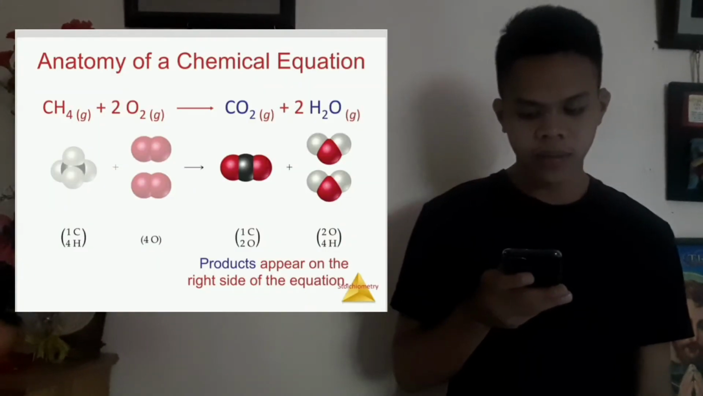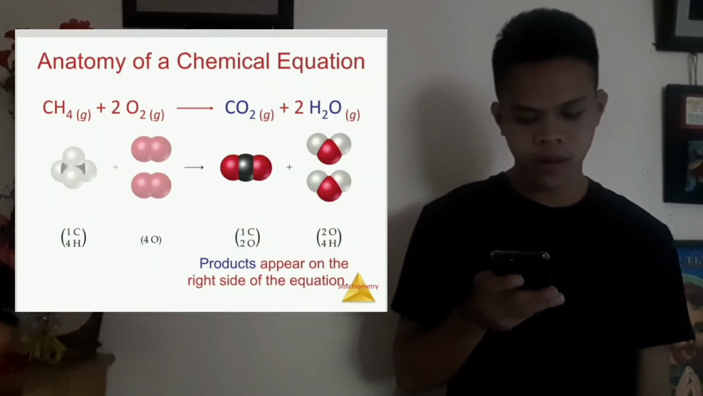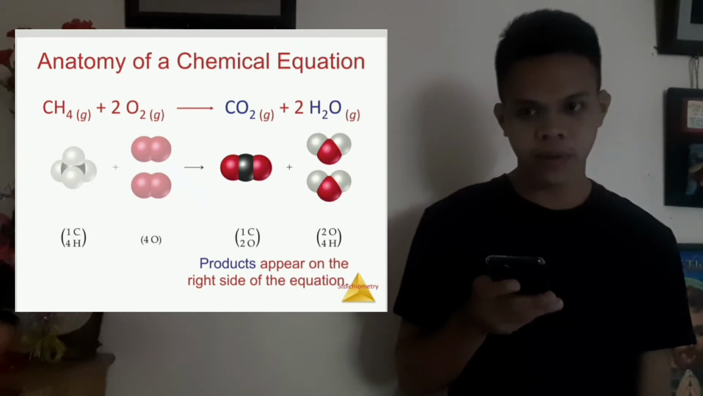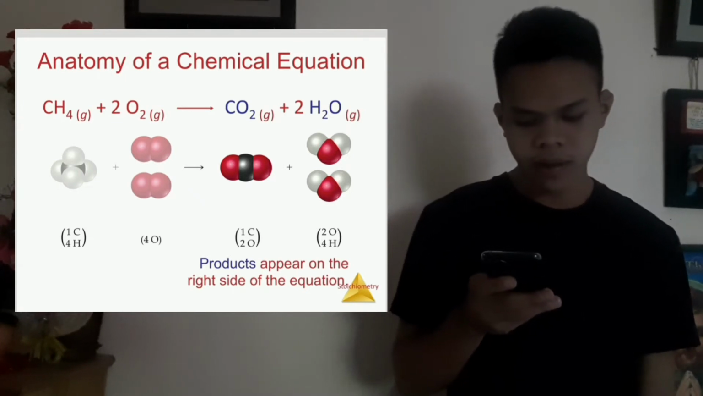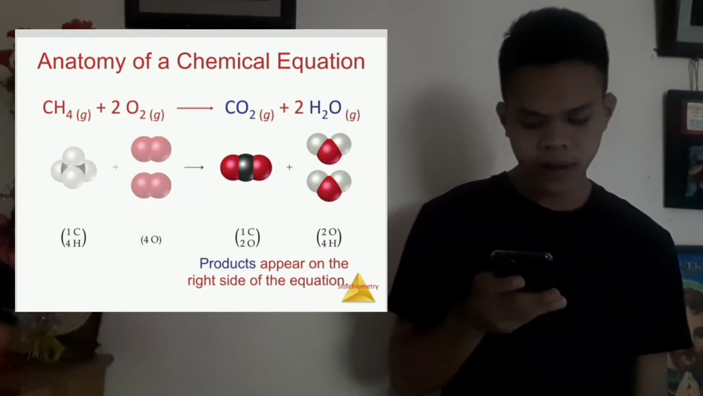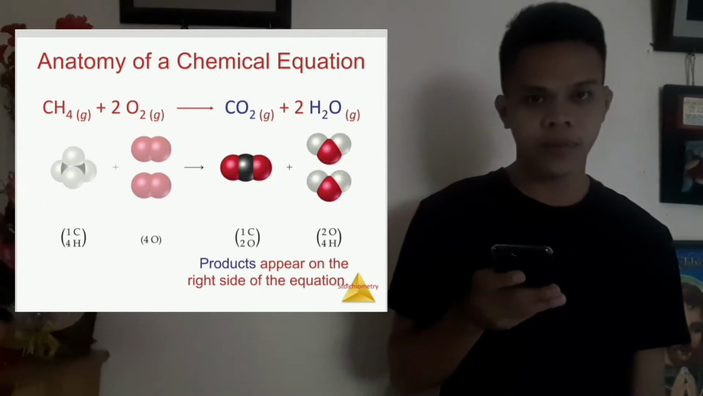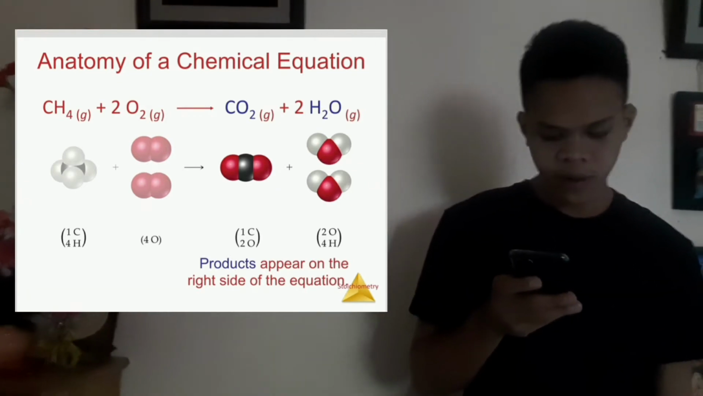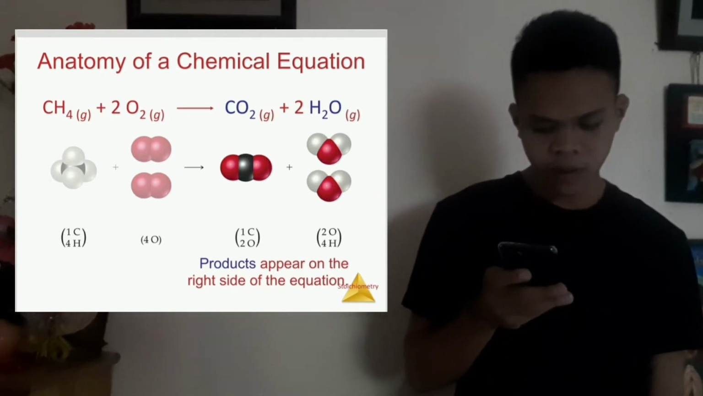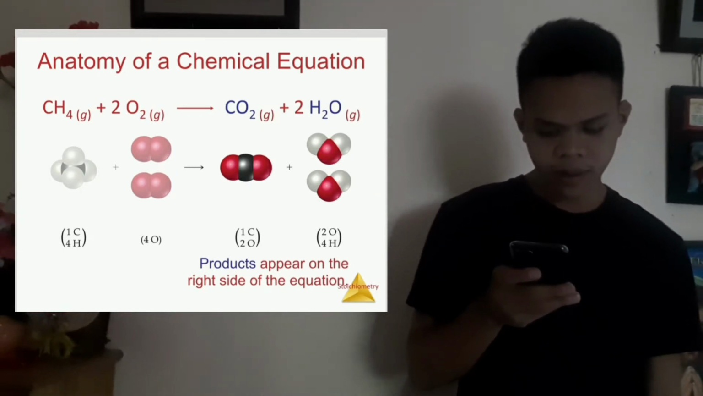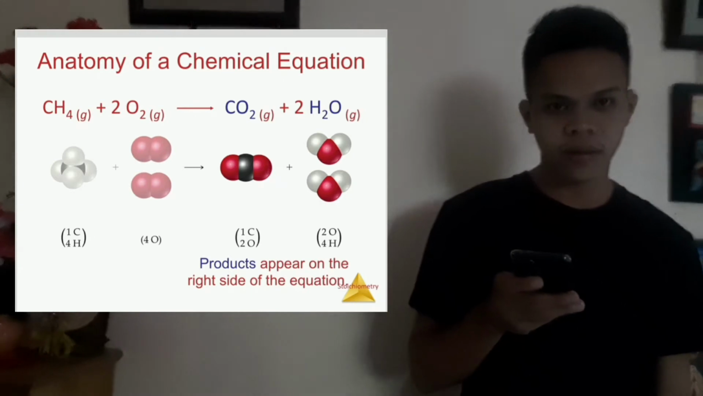Number 4, anatomy of a chemical equation. It is the same as the previous, but the states of the reactants and products are written in parentheses to the right of each compound. Number 7, anatomy of a chemical equation. Coefficients are inserted to balance the equation.